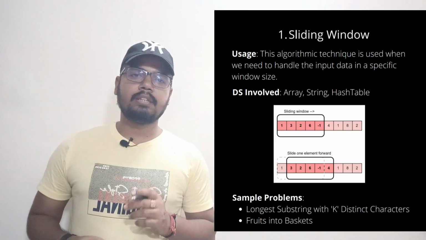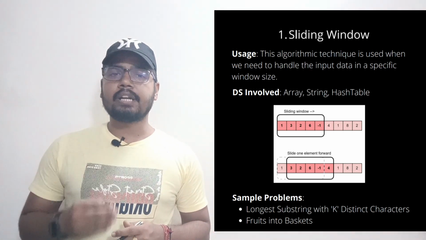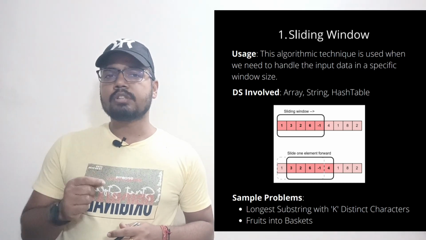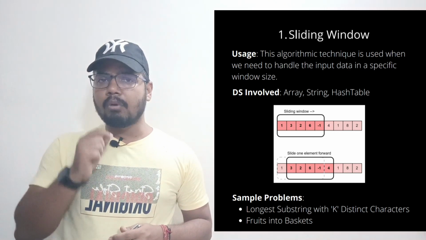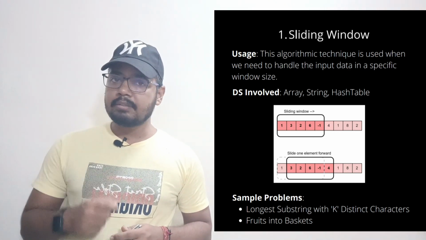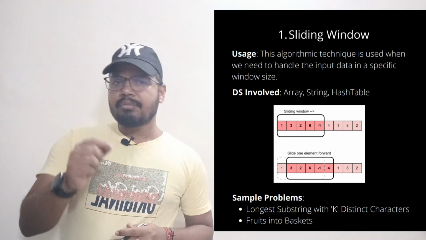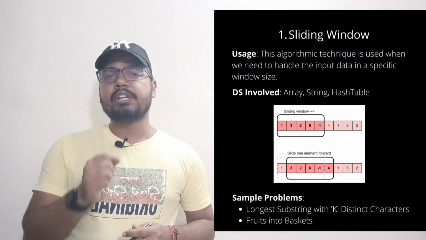The first pattern is sliding window. Whenever we need to handle the input data for a particular window size, we will use the sliding window technique. The data structures involved in sliding window are array, string and hash table. A few examples for the sliding window technique are loops into a bucket.